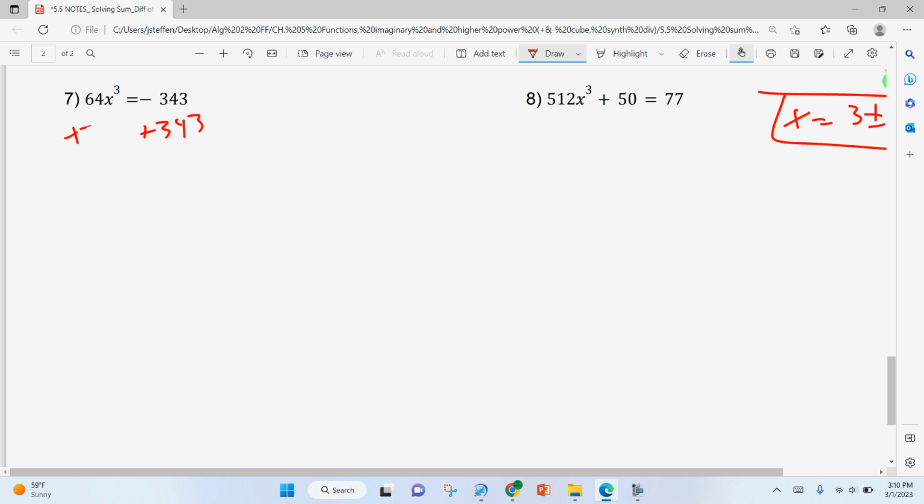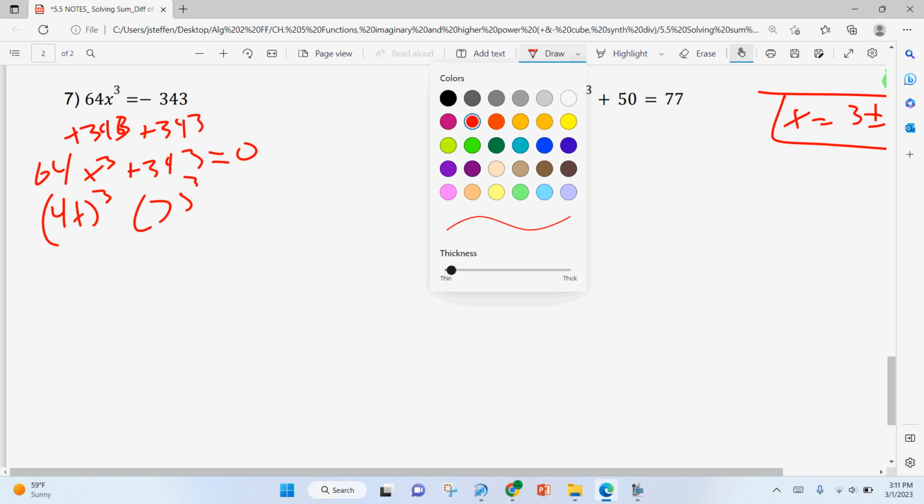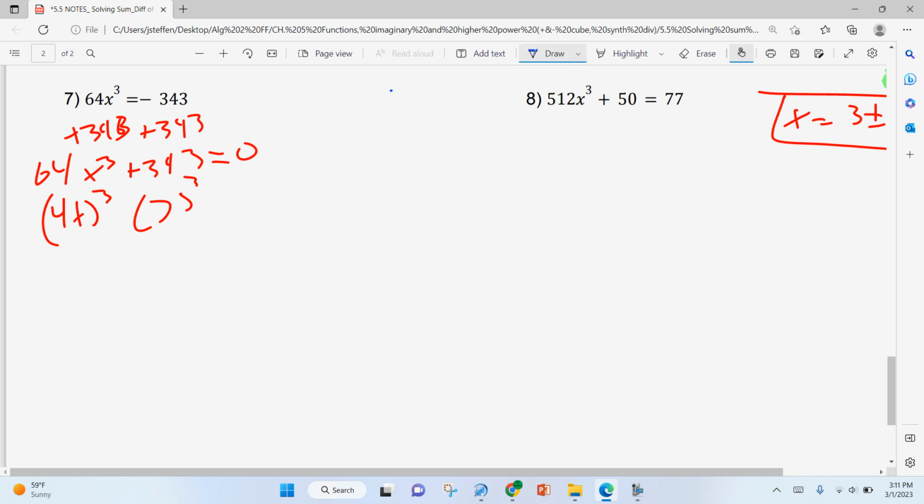Add 343 to both sides. So 64x to the third plus 343. Sorry, that's sloppy. That's 4x to the third and 7 to the third. We factor everything out.